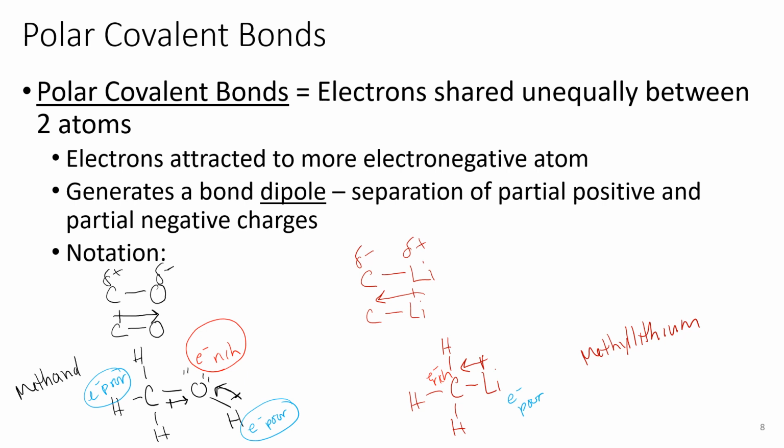So we're going to use these bond dipoles to help us predict reactivity in future chapters by knowing where these electron-rich areas are and where these electron-poor areas are. Once again, based on the electronegativity trends that we see in atoms from our periodic table.